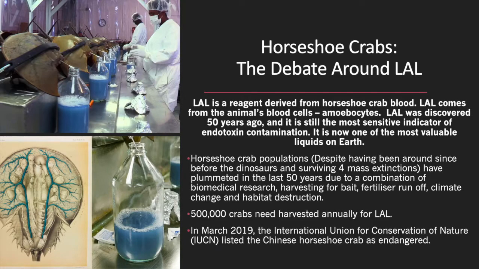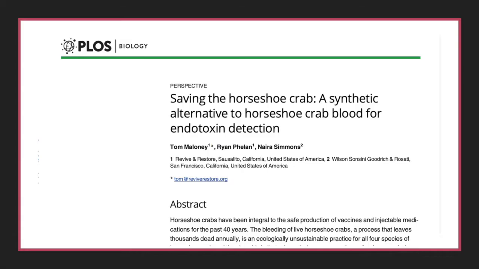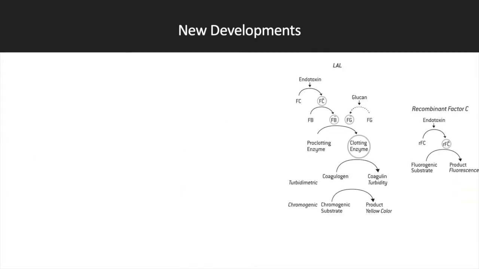And in March 2019, the Chinese horseshoe crab was listed as endangered. Similarly, in 2016, the American horseshoe crab was classified as vulnerable. So clearly, this is becoming a major problem. I found a really good paper which reviews this issue and mentions finding a synthetic alternative to LEL, so do read this if you have time. So, what are the new developments? How are we overcoming this issue with horseshoe crabs?